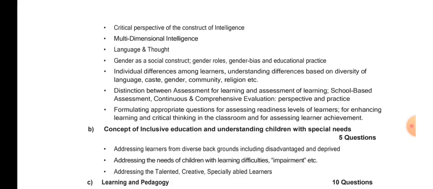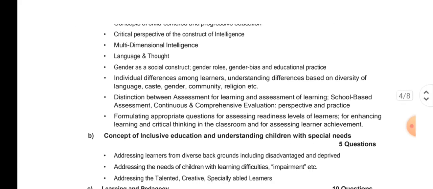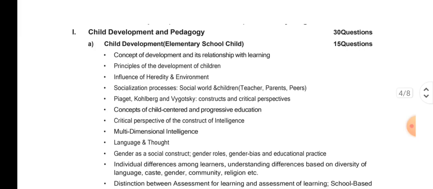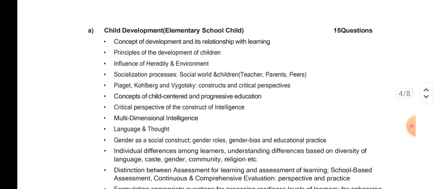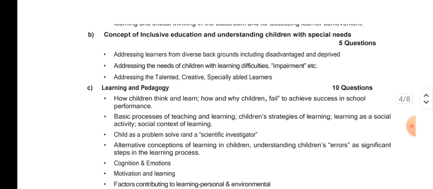So you have done your D.El.Ed and you have done your B.Ed, so you are very well versed with this, I believe. So here we have already seen, number one, child development and pedagogy is A. So this A will come, whatever I have discussed till now, it will come for 15 marks, 15 questions, 1 mark each. So now let's see B, what we have in B.